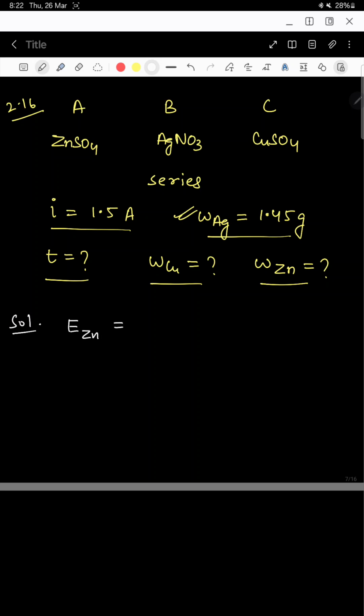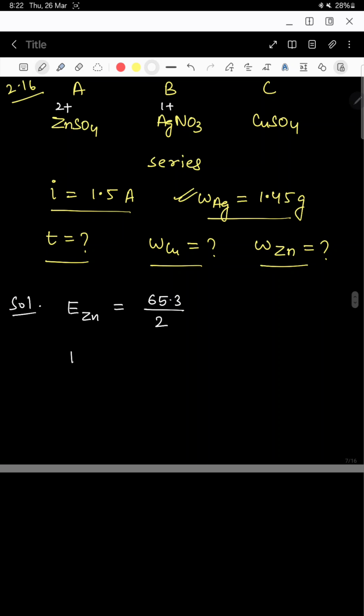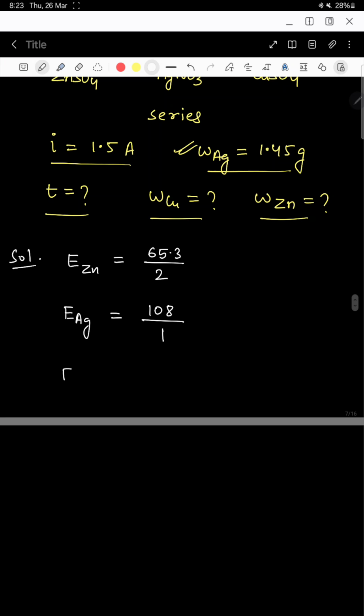The equivalent mass of zinc will be its atomic mass, 65.3, upon the valency factor, which will be 2, because zinc is in +2 state, so it will accept 2 electrons. Silver is in +1 state, so it will accept 1 electron. So the equivalent mass of silver will be 108, approximately, the atomic mass is 108 by 1, and the equivalent mass of copper will be 63.5 upon 2.